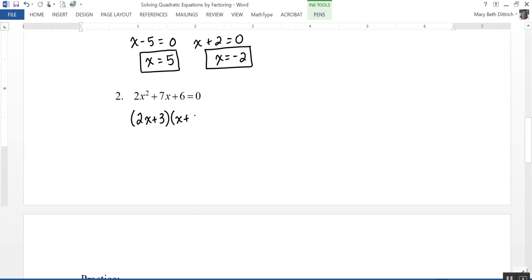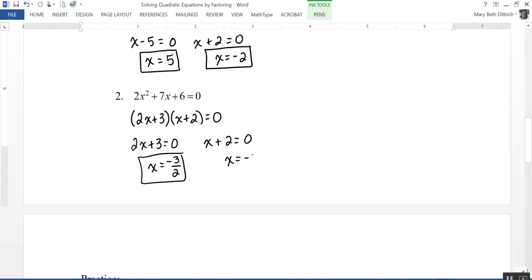times (x + 2), and that equals 0. Again, if you forget how to factor a quadratic expression where a is greater than 1, or a is not equal to 1, go back and watch that video again. So then that means 2x + 3 = 0, and x + 2 = 0. And subtracting 3 on both sides and dividing by 2 gives me x = −3/2. And subtracting 2 on each side gives me x = −2.